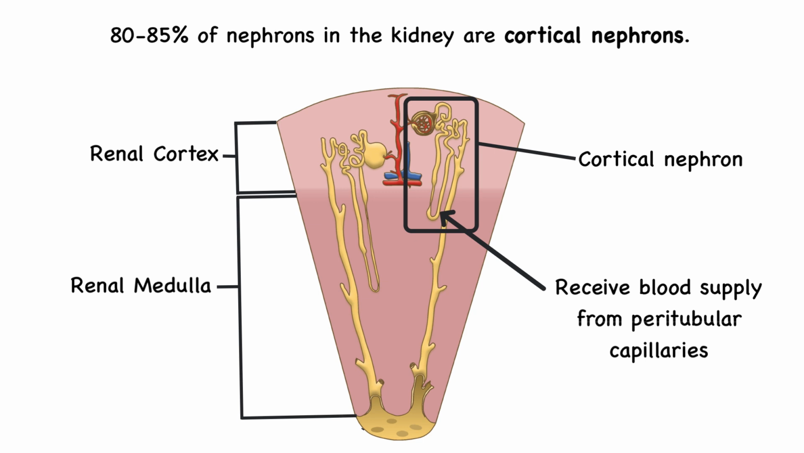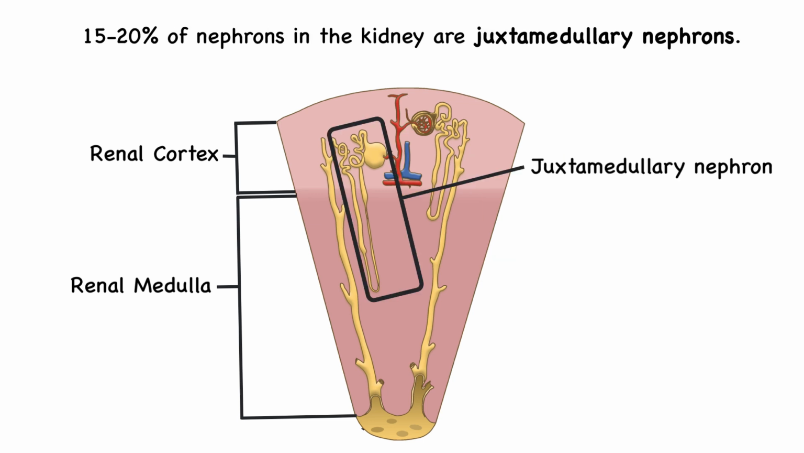The other 15 to 20% of nephrons are juxtamedullary nephrons. These nephrons have their renal corpuscles deep within the renal cortex, very close to the medulla, and they have long nephron loops that extend into the deepest region of the medulla.